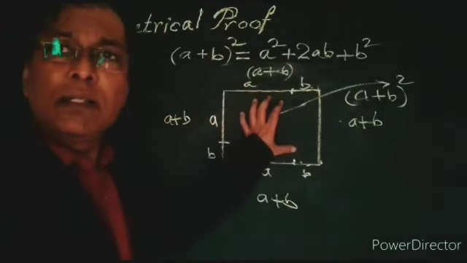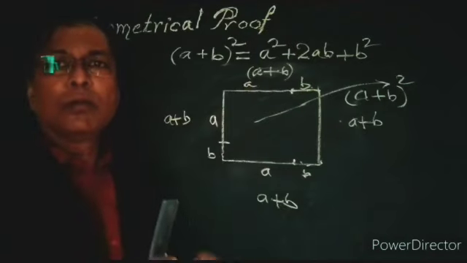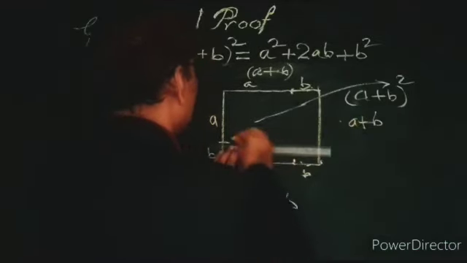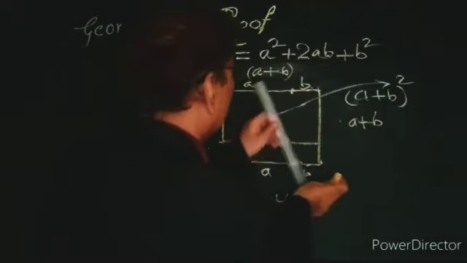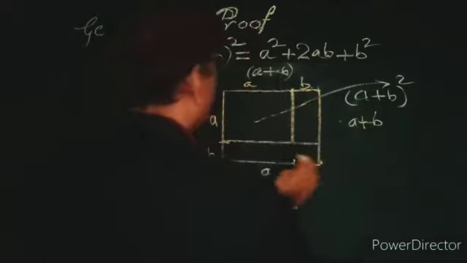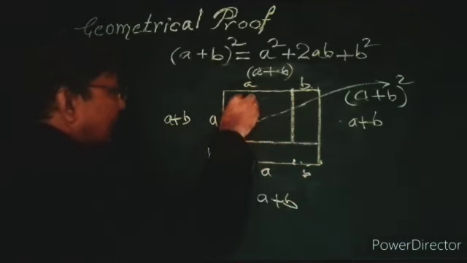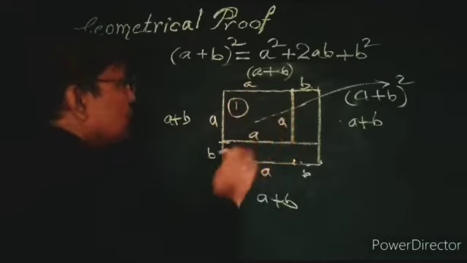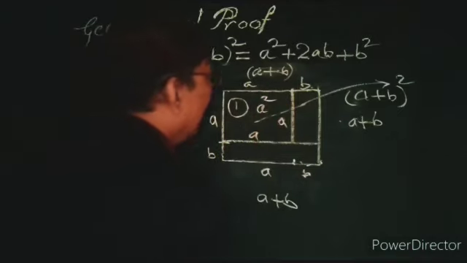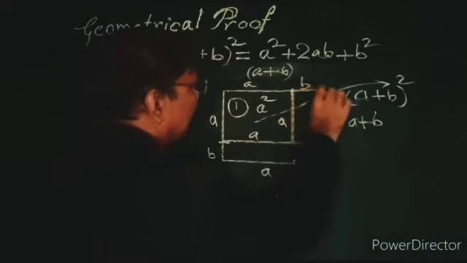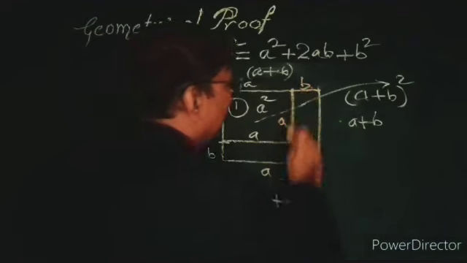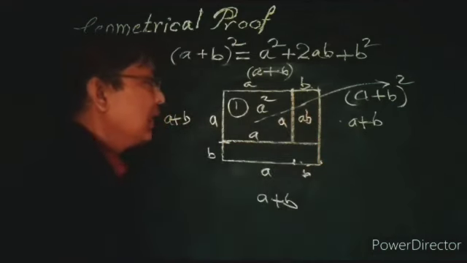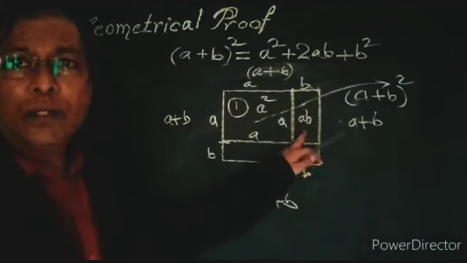Now let us divide this square into small possible quadrilaterals. Here we can draw 3 quadrilaterals. This is one, this is another one, and this is one. If we consider this quadrilateral, its side is a. Therefore this is a square, and the area of this square is a square. If we consider this quadrilateral, its length is b and breadth is a. Length and breadth are different, therefore it is a rectangle. Area of a rectangle is length into breadth. Therefore the area of this rectangle is a into b.